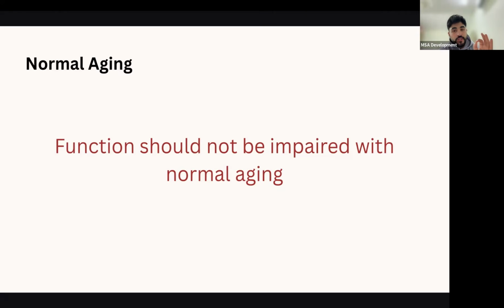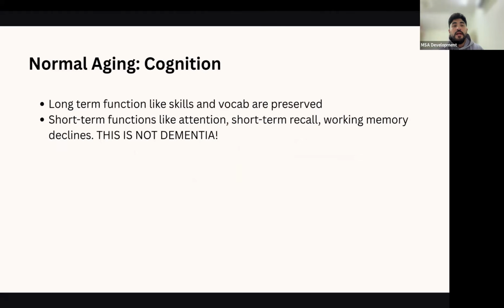Okay? So the function should not be impaired with normal aging. This is extremely important for you guys to understand. Now, let's talk about cognition a bit, because it's a very high yield topic when it comes to aging, right? In cognition, we have two types of memory. We have the long term and the short term. Long term is like the skills you've attained, the vocabs that you know.